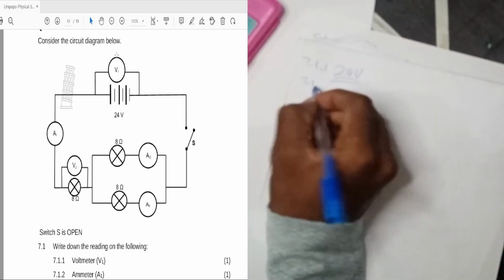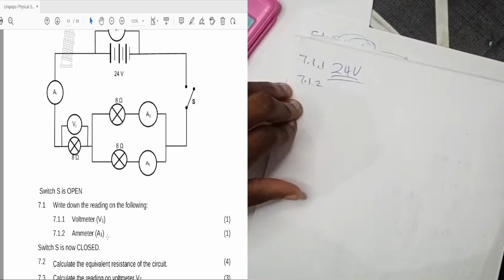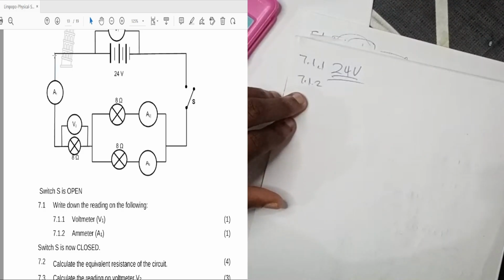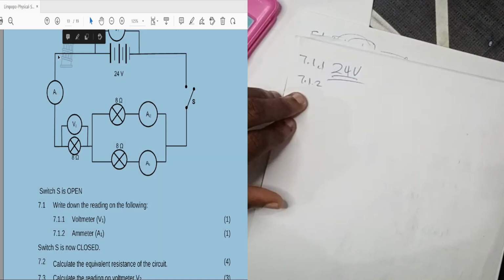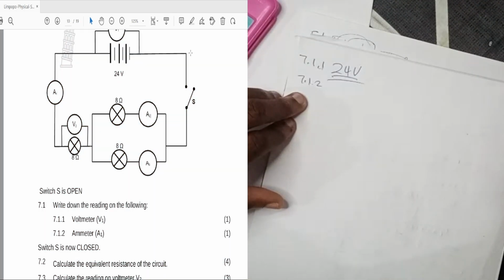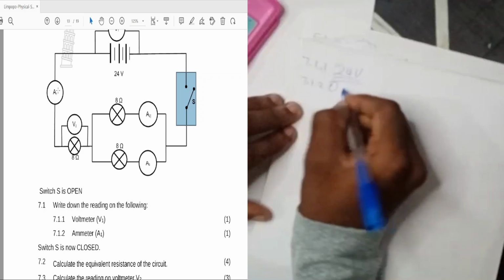Then 7.1.2, ammeter A1, it means here. Are we going to have a reading? So let's track this. We go with this wire, we go this direction, we go this direction, and when we reach here we find that it stops. This one is the same thing. You see there's no connection here, so this one cannot read because we are not measuring anything.